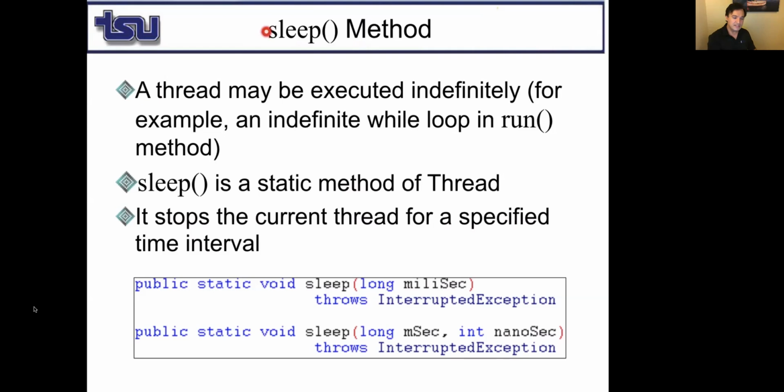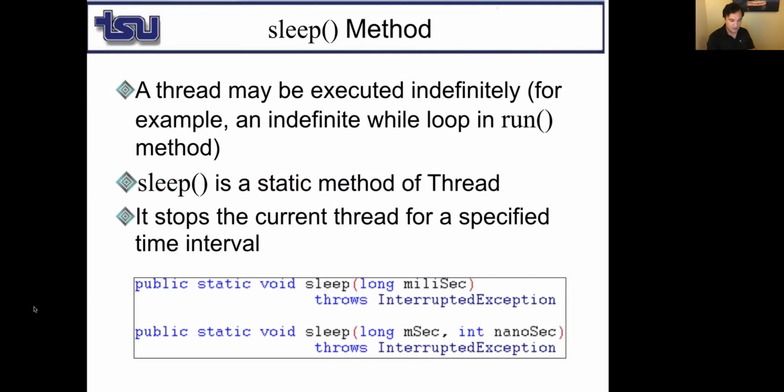The first method is the sleep method. A thread may be executed indefinitely. For example, in the run method you may have a for loop that is an infinite for loop. That means if you make a call to that run method by a thread, that thread will run infinitely and indefinitely. But then you can have a call to the sleep method of the thread class.